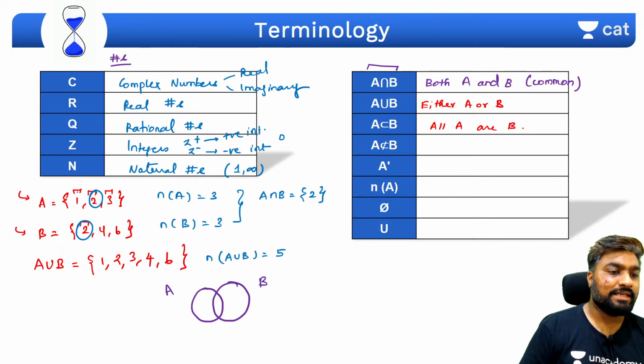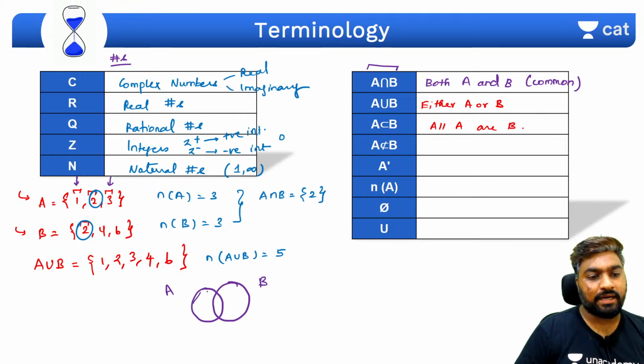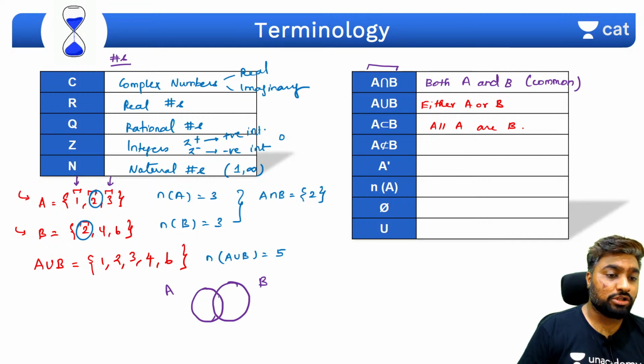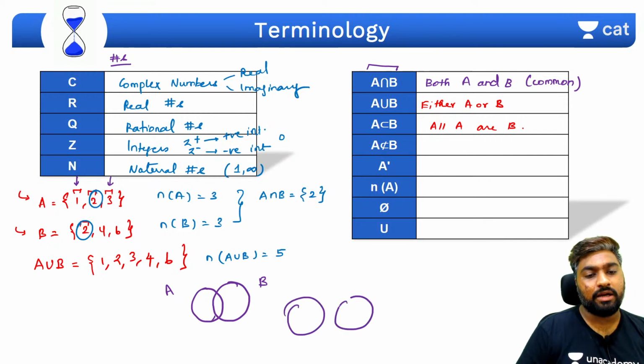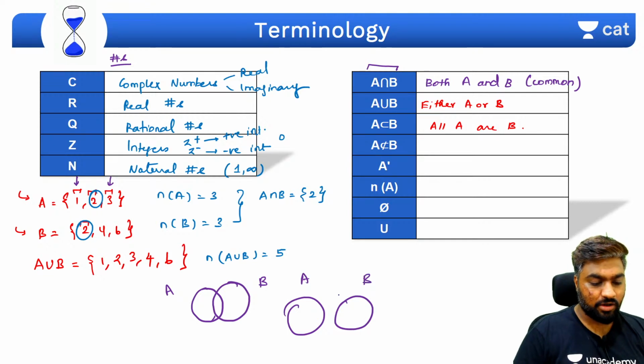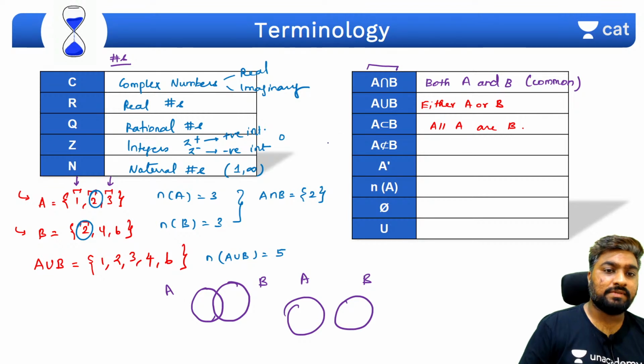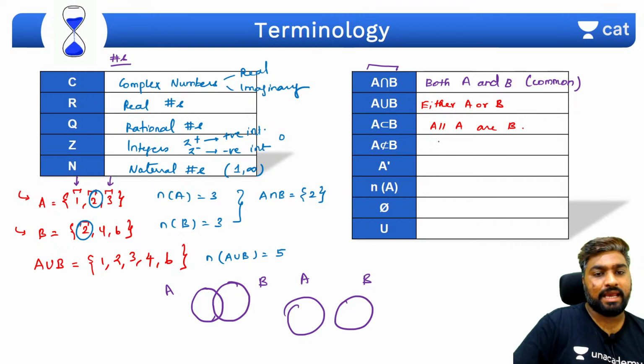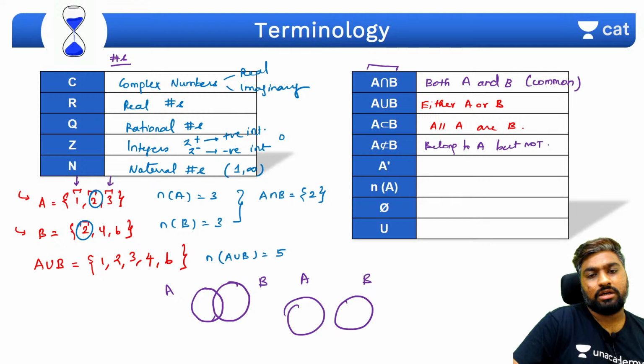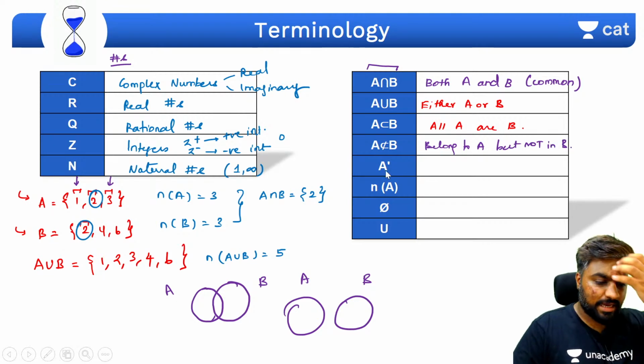In this case, A has 1 and 3 that are not a part of B. So these are the terms that are not a subset of it. Got it? This could also mean that there may not be anything common between A and B, none of the terms common. So terms that belong in A but not in B. Understood? A is not a subset.